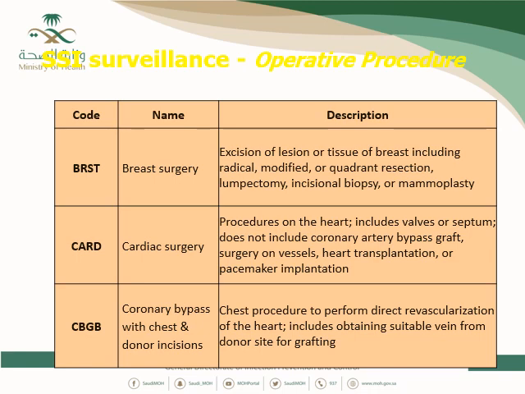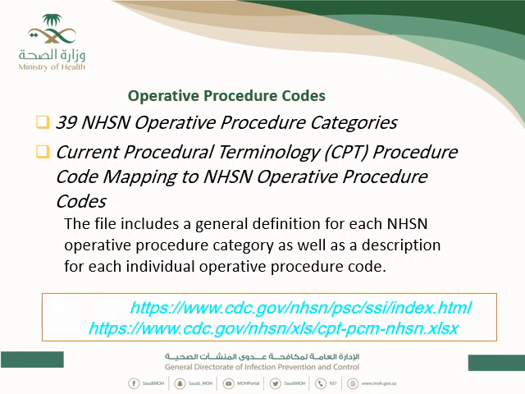How do you know exactly the type? There is an Excel file, as we said, and there is Google. You can see what is under the breast surgery included in this category. Operative procedure codes. These are 39 NHSN operative procedure codes. Current Procedural Terminology procedure code mapping to NHSN operative procedure codes. If you want to know exactly what the details of this are, you can go to this website.